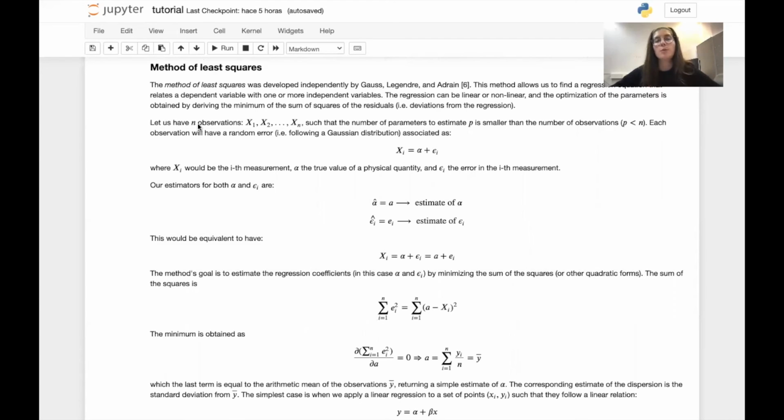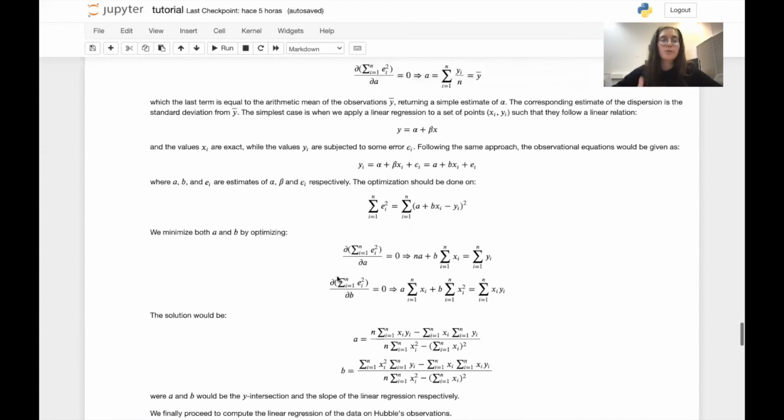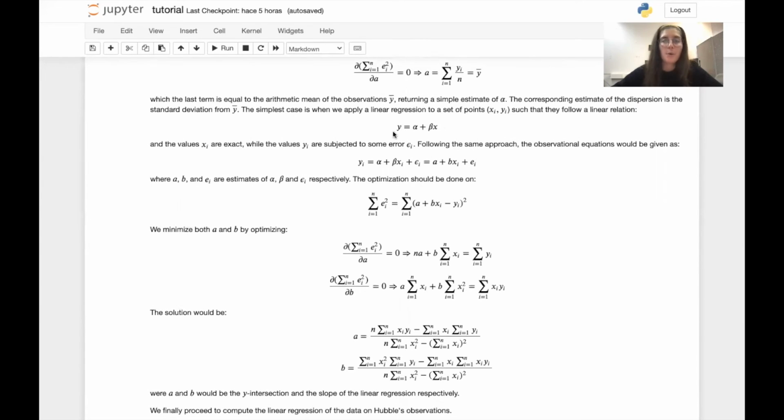And we want to relate these two quantities, distance and velocity, in a linear regression. So if we scroll down a little bit, we would see how we should proceed when we want to make this correlation. These two quantities, x and y, will follow a linear relationship. And we would like to know what are the coefficients that describe this relationship.